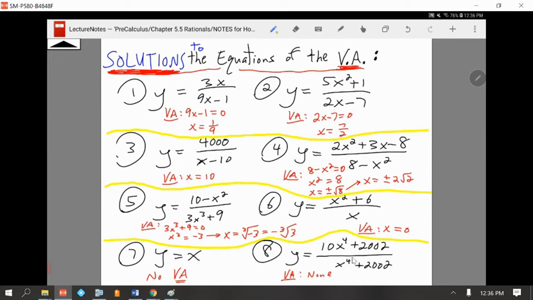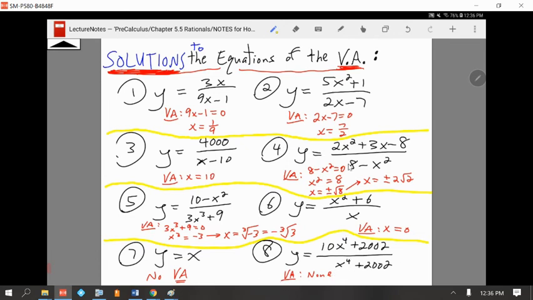Number 8 is an even power, right? X to the 4th plus 2002. If you set that equal to 0, you would get a negative, which means you'd have the 4th root of a negative, which is imaginary. So that means it doesn't have it. So there are no vertical asymptotes when you have an odd power.